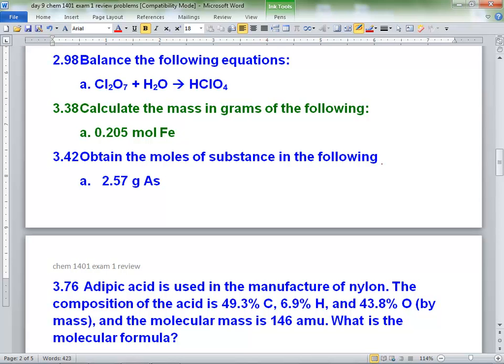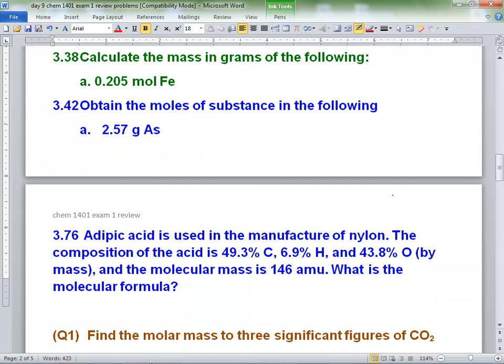Balancing. We don't need to balance it, Jonathan, but where would you start? Because there's hard ways and easy ways. What element would you balance first in that question? What's that? Chlorine. I think that's an excellent place to start because it only shows up once on each side. You can't go wrong with it. That's what I would do too.